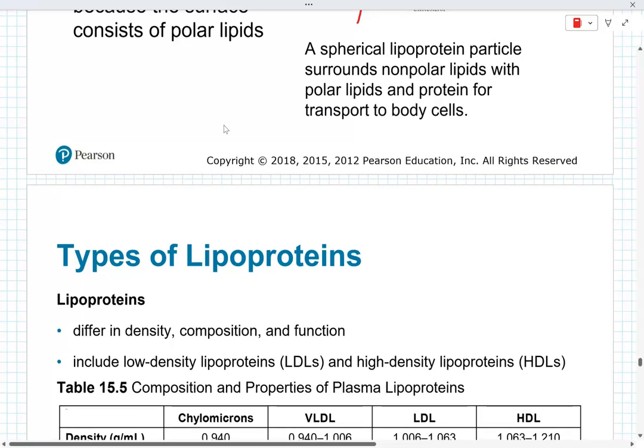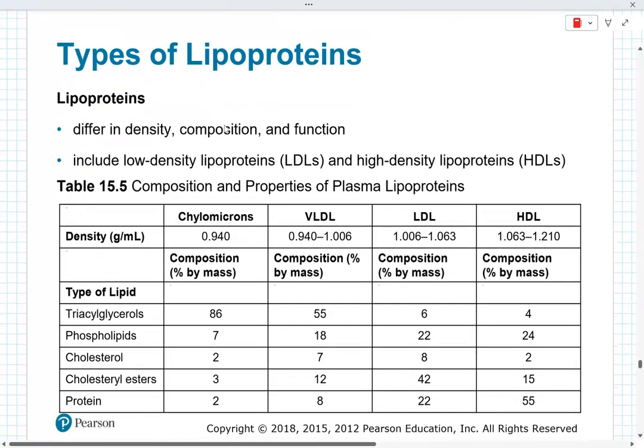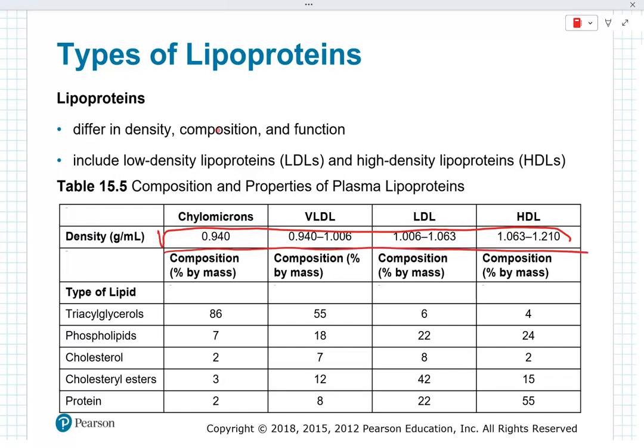Okay? So this is what I was talking about. Let me ask you a question. Fat in water, what floats? So it means that fat density is less than the density of water. Look at the densities. Chylomicrons that are formed when you just consume fat have the lowest density. They have the greatest percentage of fats in them. 2%. See that?